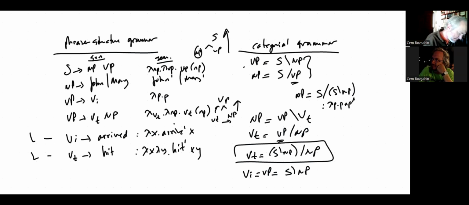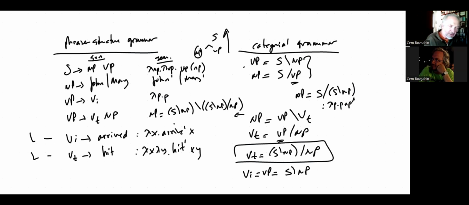for this one, I'm running out of room. Let me just make more room for this. Let's write this one. It will be MP is VP is S under MP, and VT is whatever this VT is. Okay. Now the whole point here is that the semantics of that is also lambda P and P prime. And that's how you get the universal semantics.